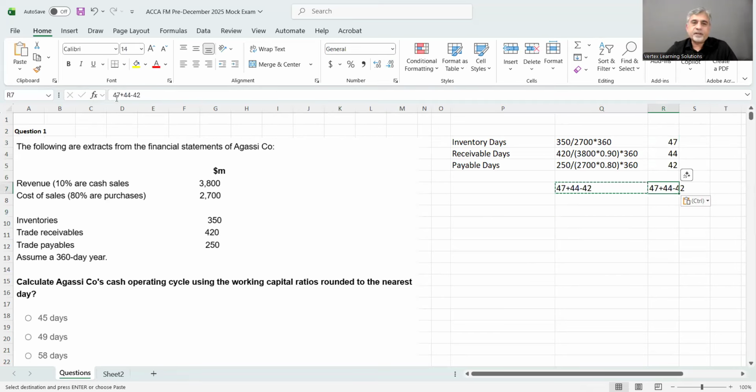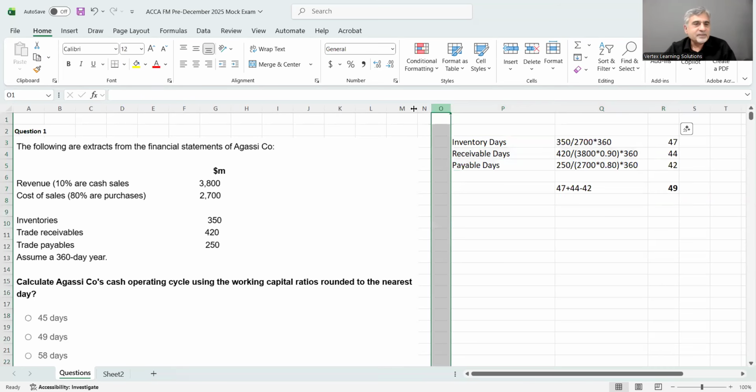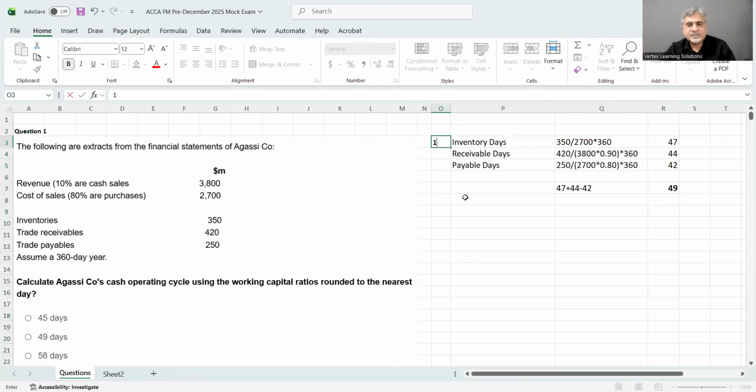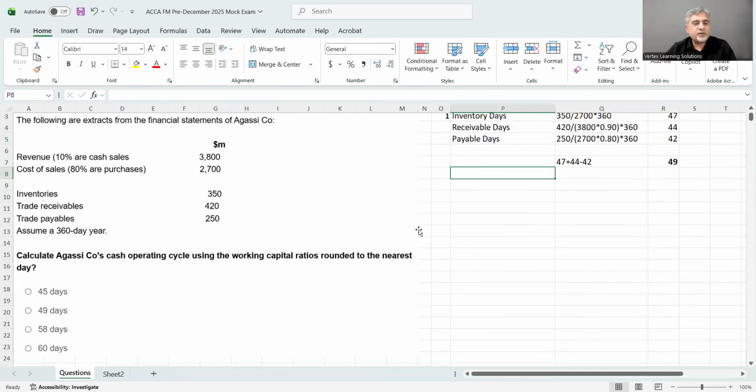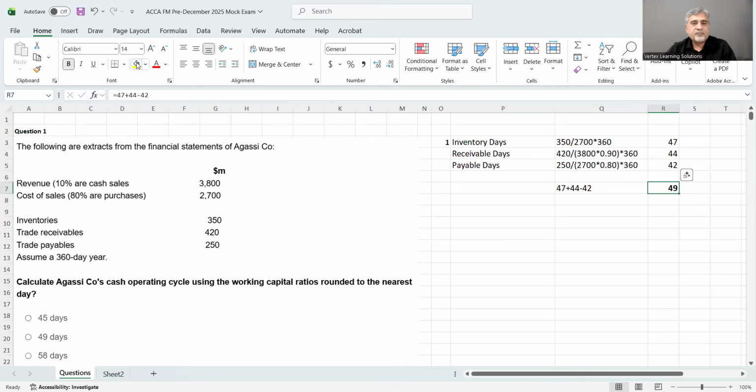By the way, because I'm in class, I am showing these workings. When you are in the exam, you do not have to show the workings. You don't have to do it like this. You can do it quickly, without formatting. Workings are not required for section A and section B. They are not important, but for me it is important because I am explaining to you how to do it. This is question number one. It is done: 49 days. The answer is option B, the second option, 49 days.